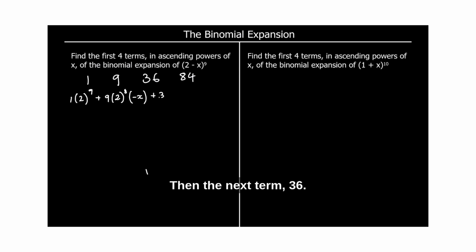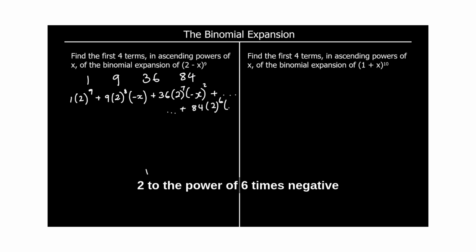Then the next term, 36, that's my coefficient from Pascal's triangle, times 2 to the power of 7 times negative x squared. And the fourth one, I'll write on the next line, is 84 times 2 to the power of 6 times negative x cubed. So now I just need to simplify.